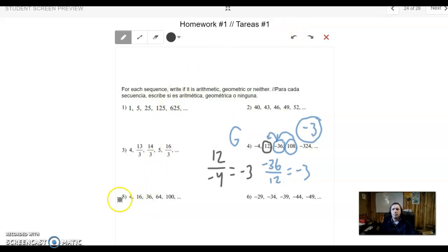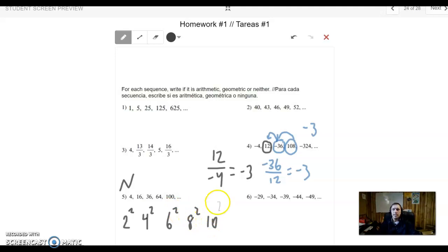All right, let's try adding. 4 plus 12 gives me 16. 16 plus 12, does that give me 36? That'd be 28, so no, that doesn't work. So multiplying or adding doesn't work, so this is definitely neither. And in fact, this is a sequence that goes 2 squared, 4 squared, 6 squared, 8 squared, 10 squared. So it's even numbers squared. Fun little pattern, but it's not geometric or arithmetic.